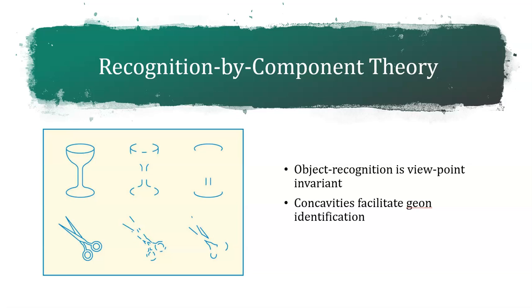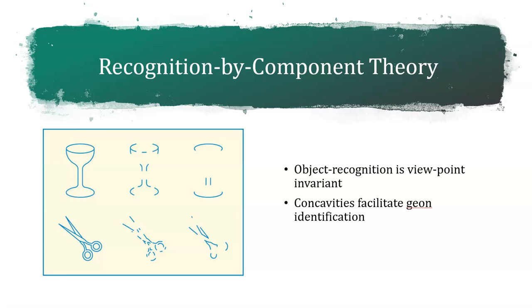For the recognition by component theory, object recognition depends crucially on the identification of geons. An object's geons can be identified from many different viewpoints. So object recognition should generally be easy unless one or more geons are hidden from view. In other words, it is viewpoint invariant.